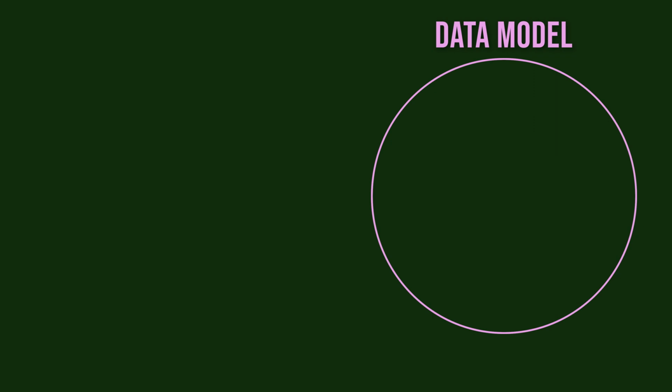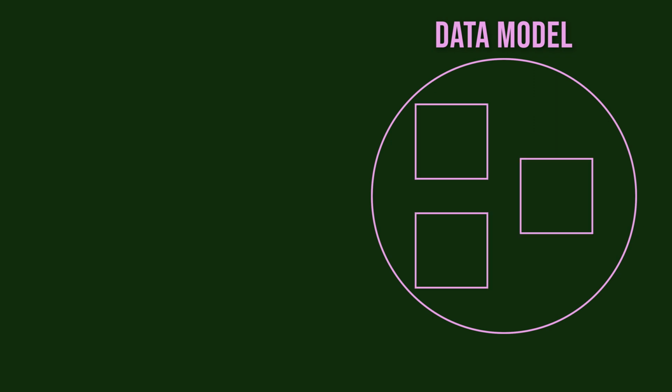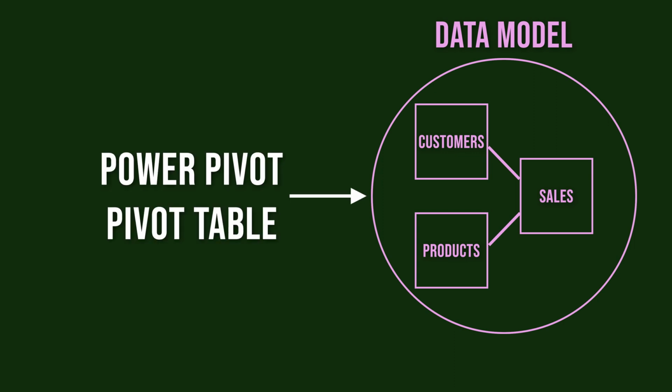First, in simple terms, a data model is a collection of tables and applicable relationships between those tables. In this example, our data model will consist of 3 tables and 2 relationships, which you'll see is very straightforward. And second, the reason we need a data model is because in Power Pivot, that's where our pivot table gets its data, which is why these pivot tables are so powerful.